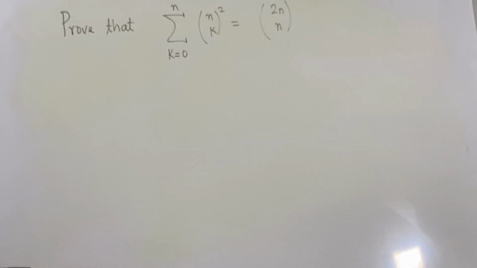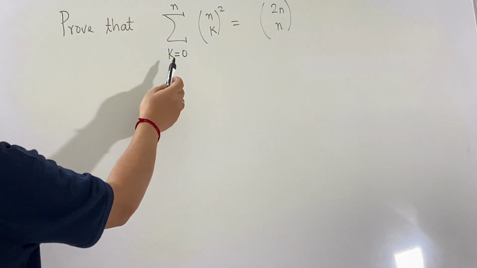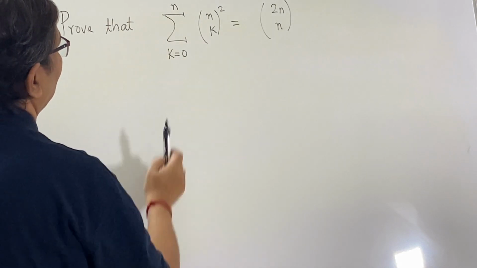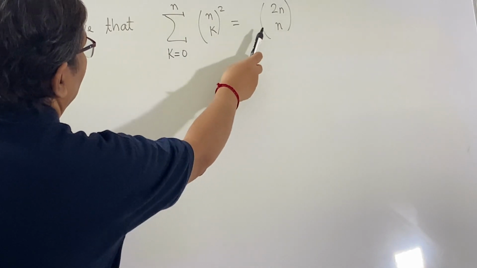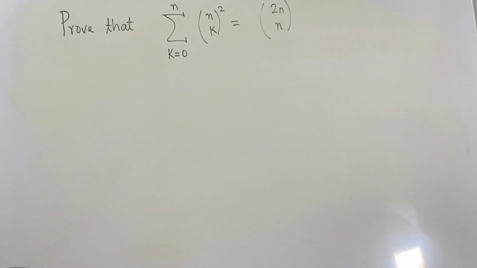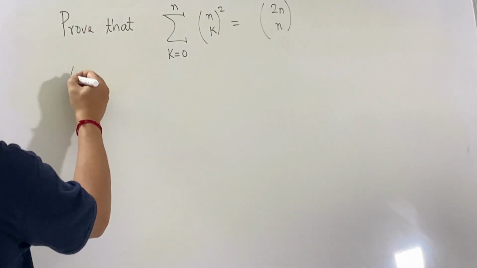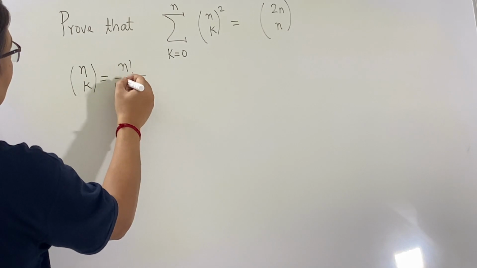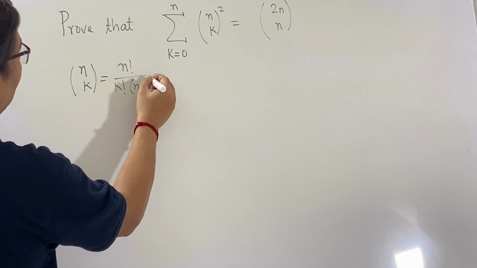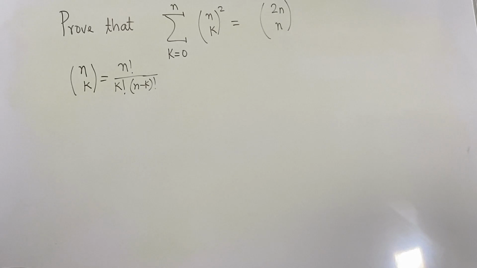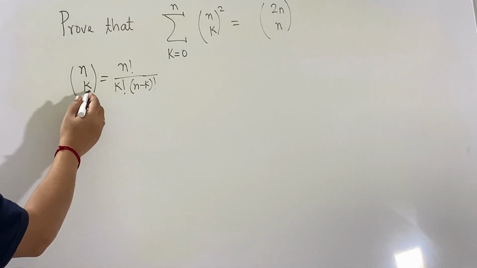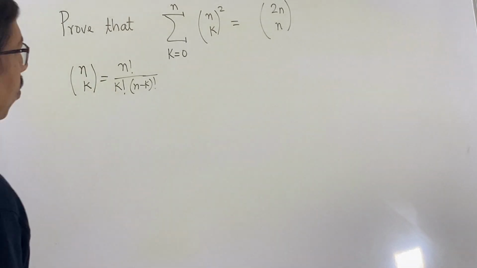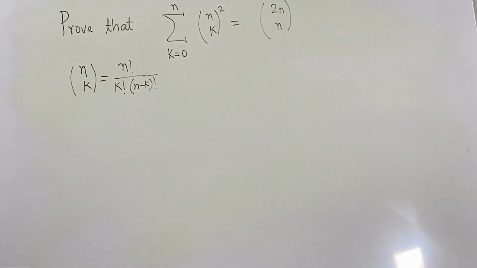In this edition, we'll prove this identity: the sum from k equal to 0 to n of nCk squared, and if we sum it all, we will get 2nCn. Now, we know that nCk is n factorial by k factorial into (n minus k) factorial. This is the number of ways of choosing k objects from n distinct objects. We will be using this combinatorial notion to prove this identity.